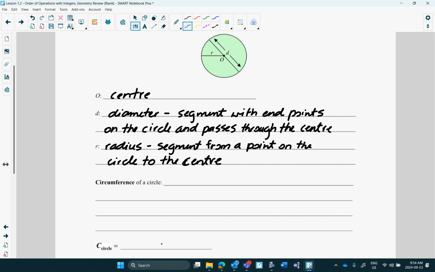What's the relationship between radius and diameter? If you know the radius, could you tell me the diameter? If you know the diameter, could you tell me the radius? Right? Or the diameter is twice the radius. Good. So the diameter is 2 times the radius. Radius is half the diameter.